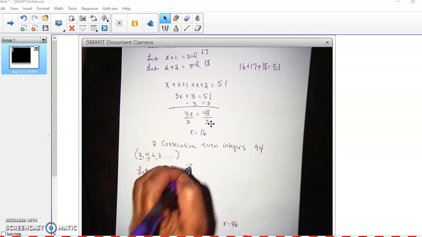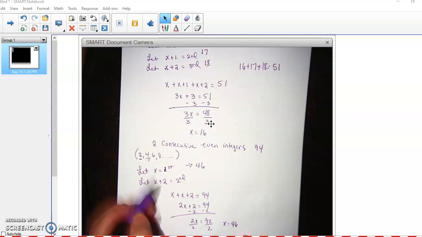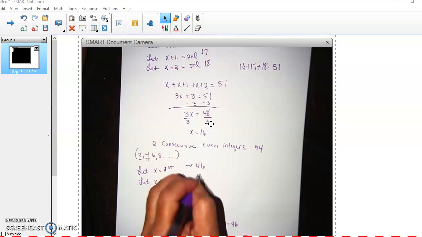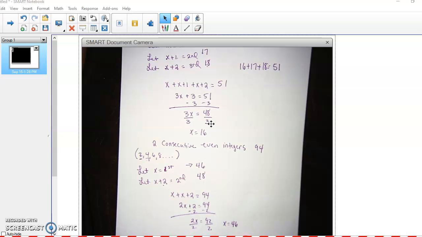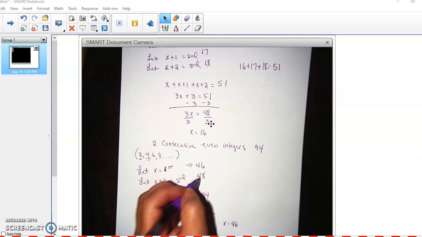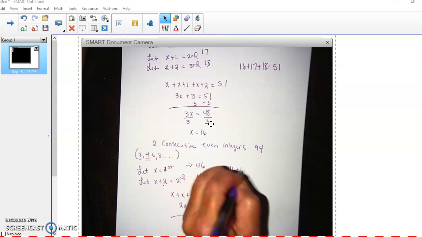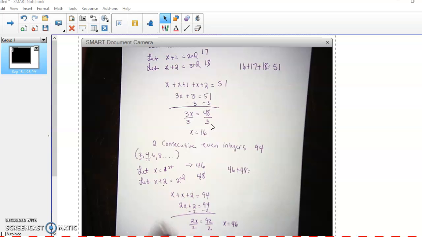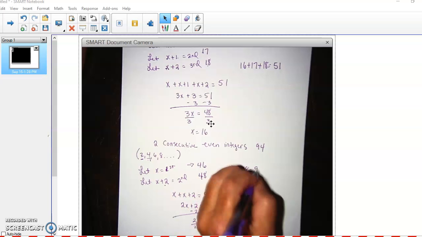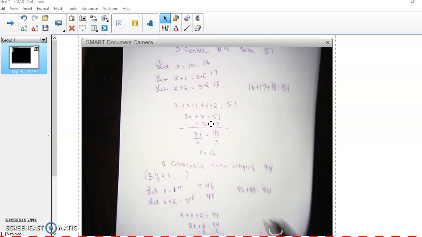So if my first one is 46, I have to add 2 to the 46 to get my second even integer. So that would be 48. So now those are even integers, and they're consecutive even integers. So 46 plus 48 has to equal 94, and it does. So that one checks out. Okay, now we have to look at some word problems.